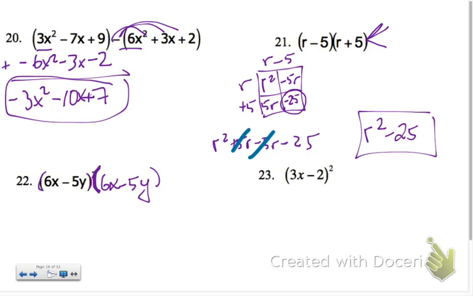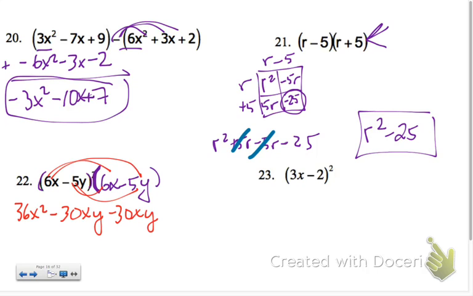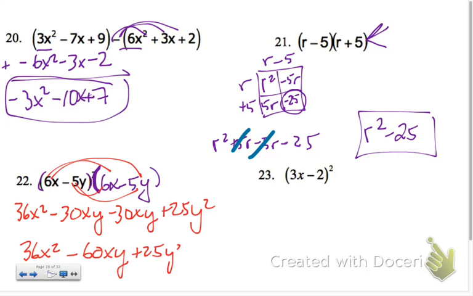So therefore, we can now, I'll exemplify Hartman's FOIL method here. 6x times 6x is 36x squared. Times that is negative 30x times y. This is negative 30xy. And that is a positive 25y squared. Combining like terms, I get 36x squared minus 60xy plus 25y squared. Bam. Final answer.